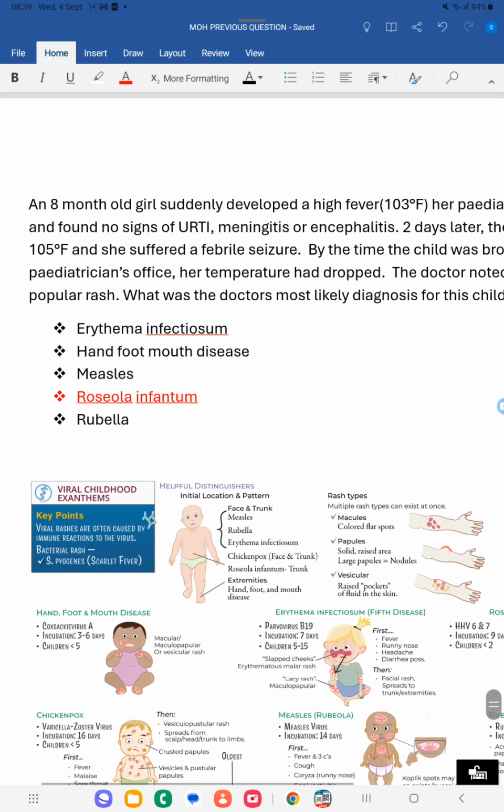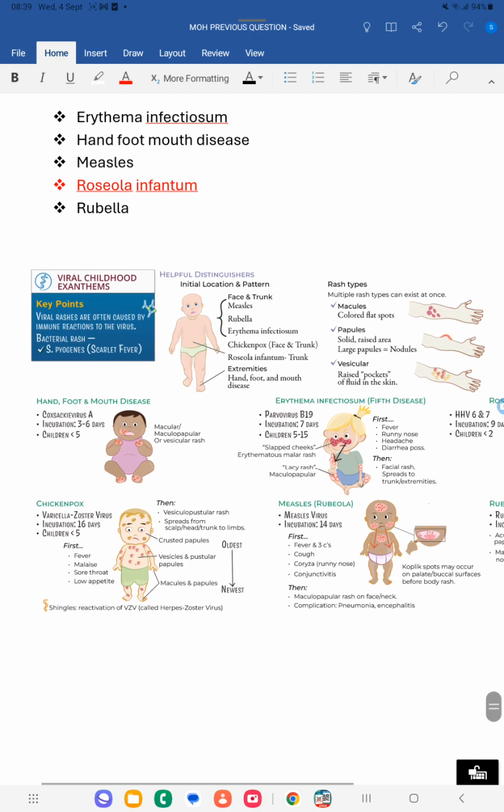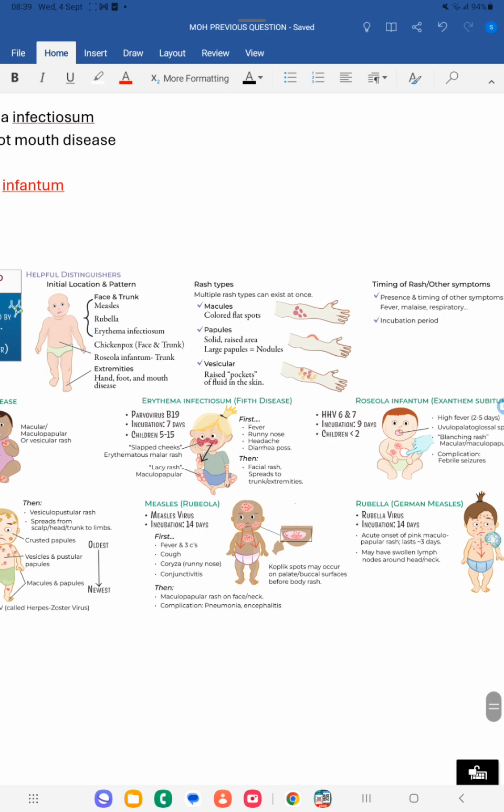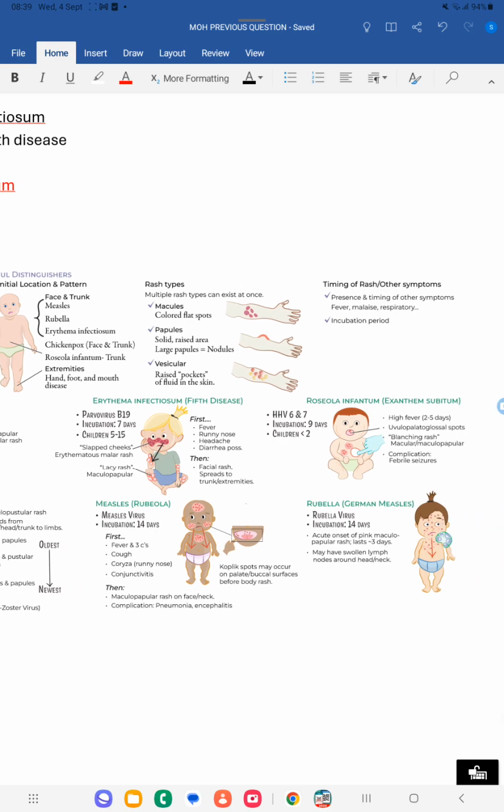So here they have told it is an 8-month-old child. That is the age, and high fever was there. Then after 5 days the fever reduced. You can see they got a febrile seizure, then they got a papular rash on the body. So the answer is roseola infantum. I have given you the differentiating points also. If another question comes, you can answer it in this way.